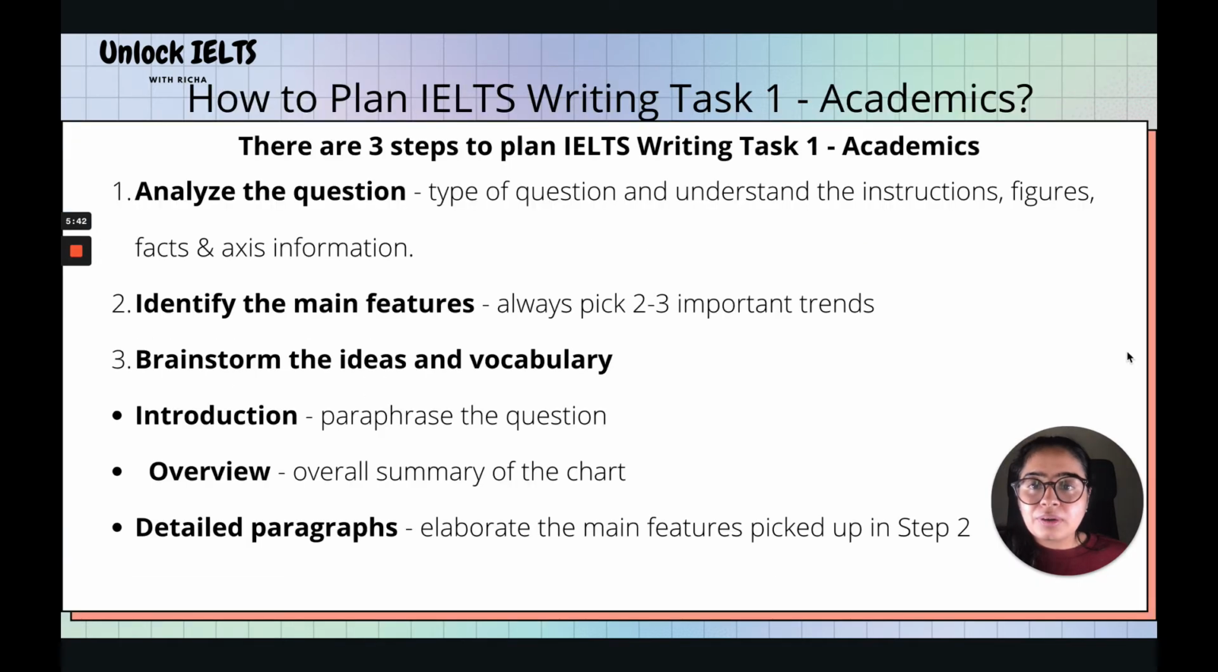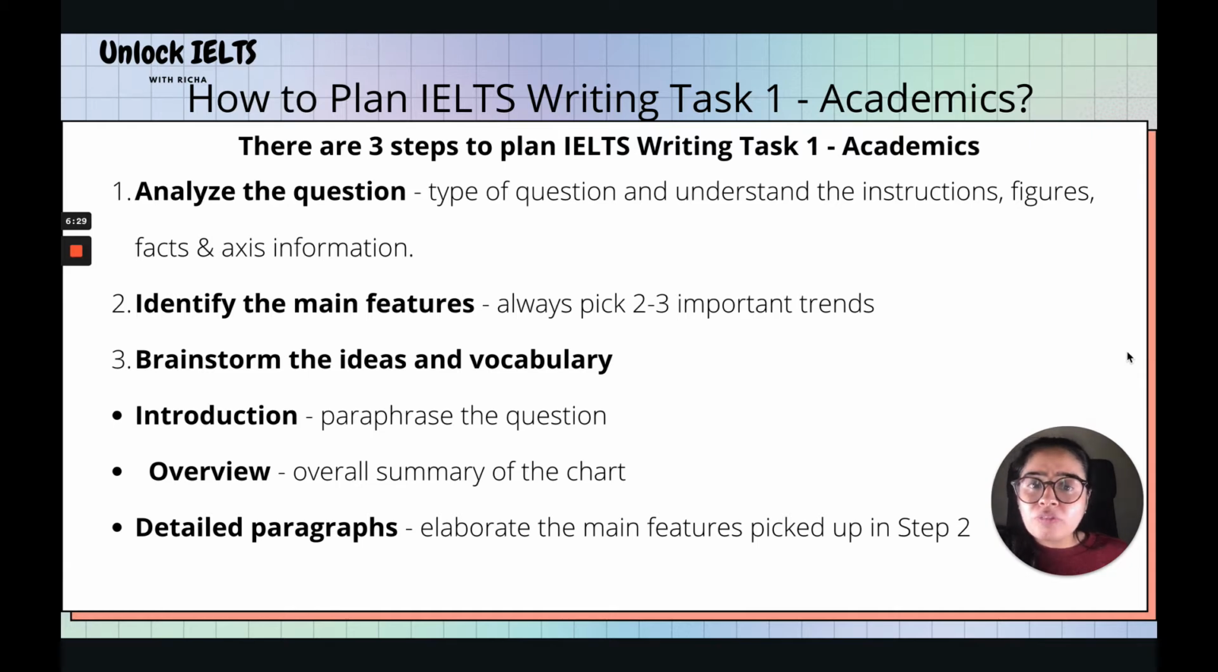this video. Now comes the most important question to answer: how should you plan your IELTS Writing Task 1 in the academics paper? Well, there are broadly 3 steps involved which will help you to plan your IELTS Writing Task 1 and score the desired band. The first step says that you need to analyze the question. That means you need to correctly identify the type of question and understand all the instructions, figures, facts and the excess information.